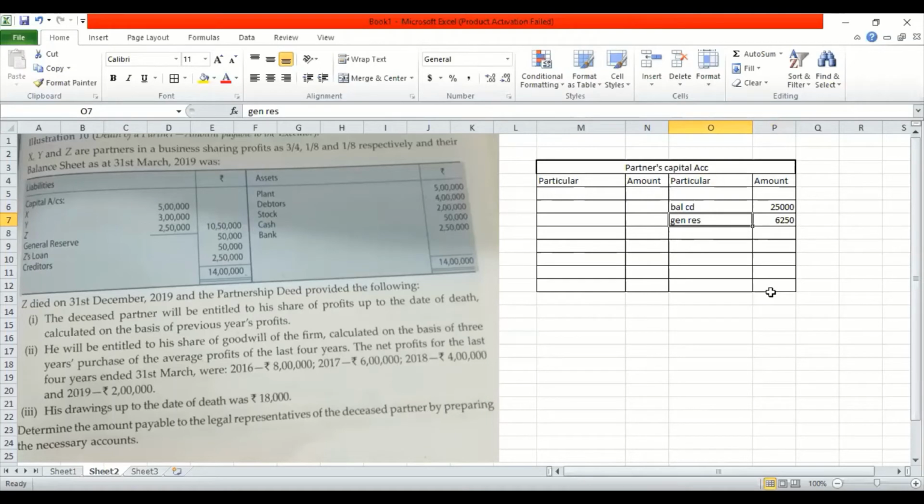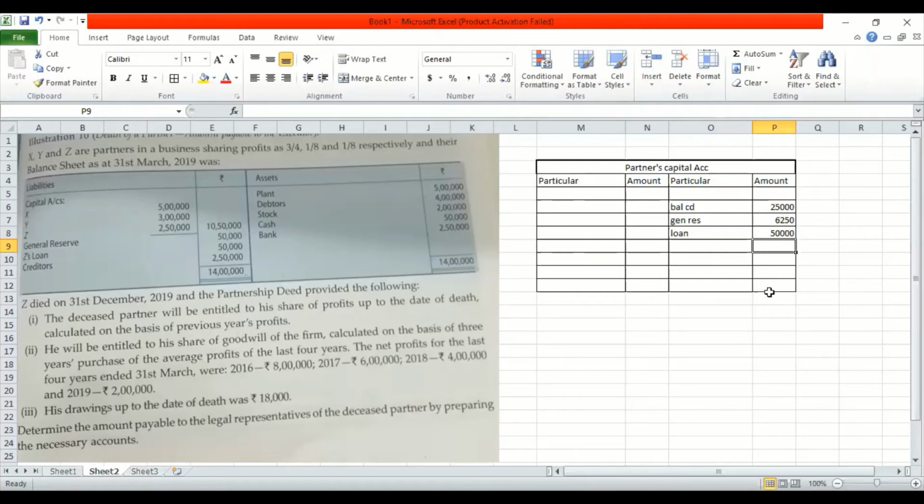All right. And what is the next item? Z has given a loan, right? And what is the amount of the loan? 50,000. That you have to put as it is. 50,000 over here. Is there anything else left in the liability side? No, there's nothing left in the liability side.